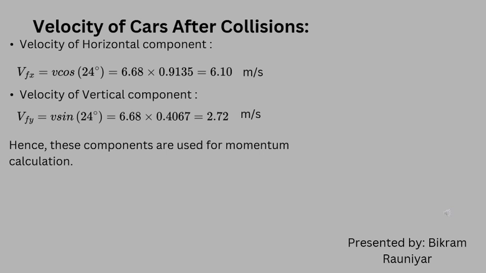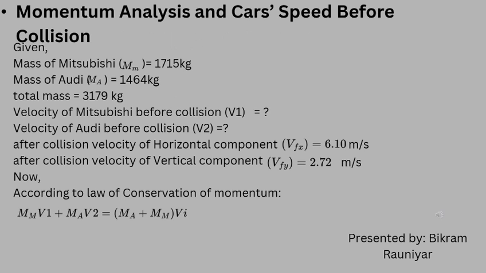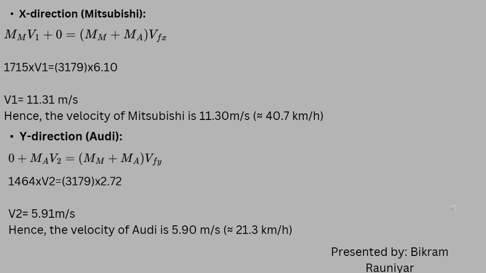Now I am going to calculate the momentum of the cars before collision. We use the known parameters, that is the mass of the Mitsubishi and the mass of the Audi. The total mass becomes 3179 kg. The further calculation is in the next slide. Now we calculated the velocity of the Mitsubishi, which is 11.31 meters per second, and for the Audi, it is 5.91 meters per second. This shows that the Mitsubishi has higher velocity.